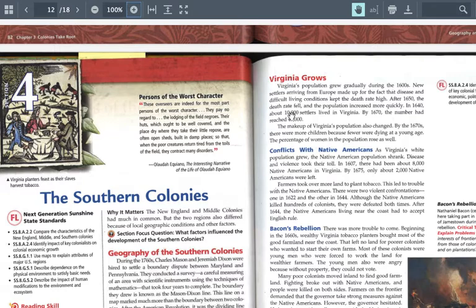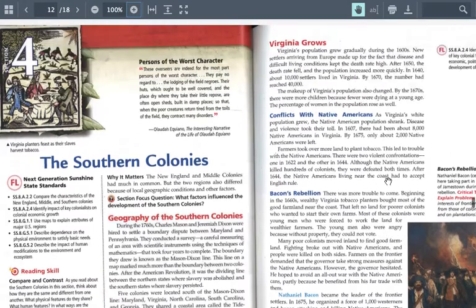And I put down there, in 1640, 10,000 settlers lived in Virginia. By 1670, 40,000 lived there. It was a pretty big increase. I also marked down that by the 1670s, there's a lot more kids and women in the colony now also.